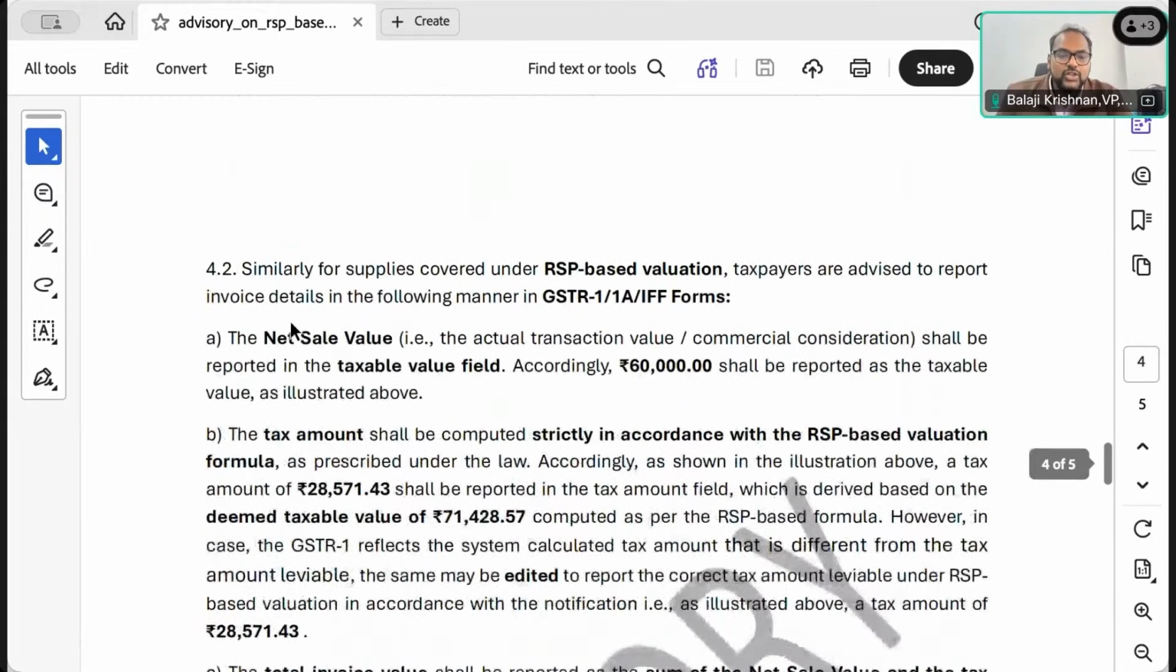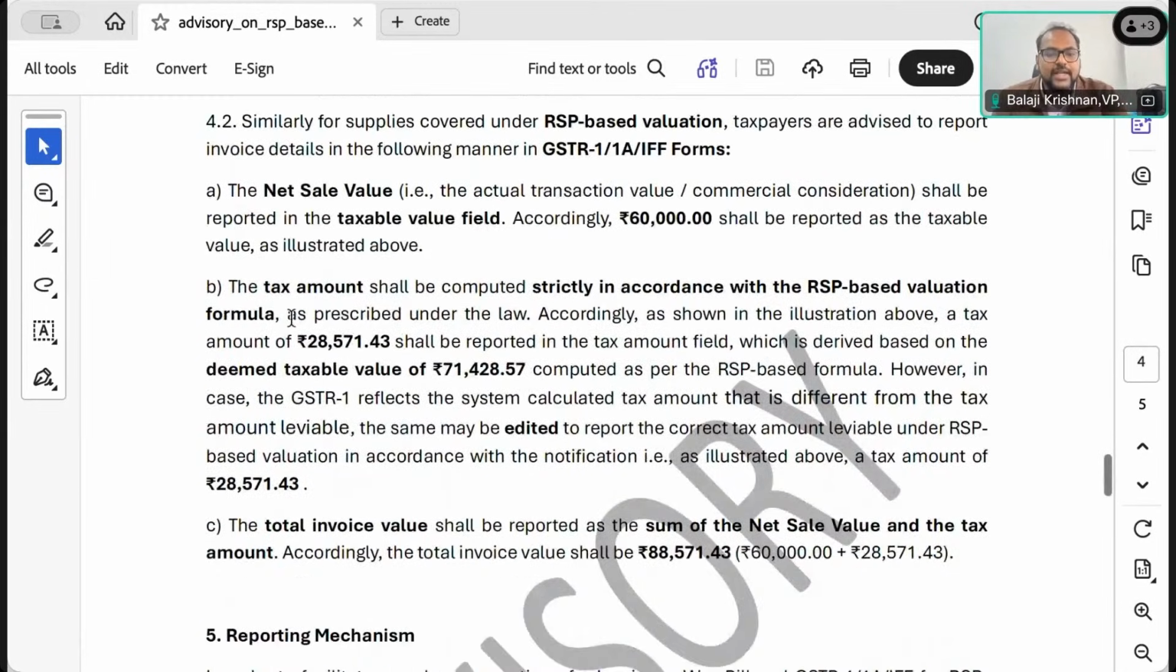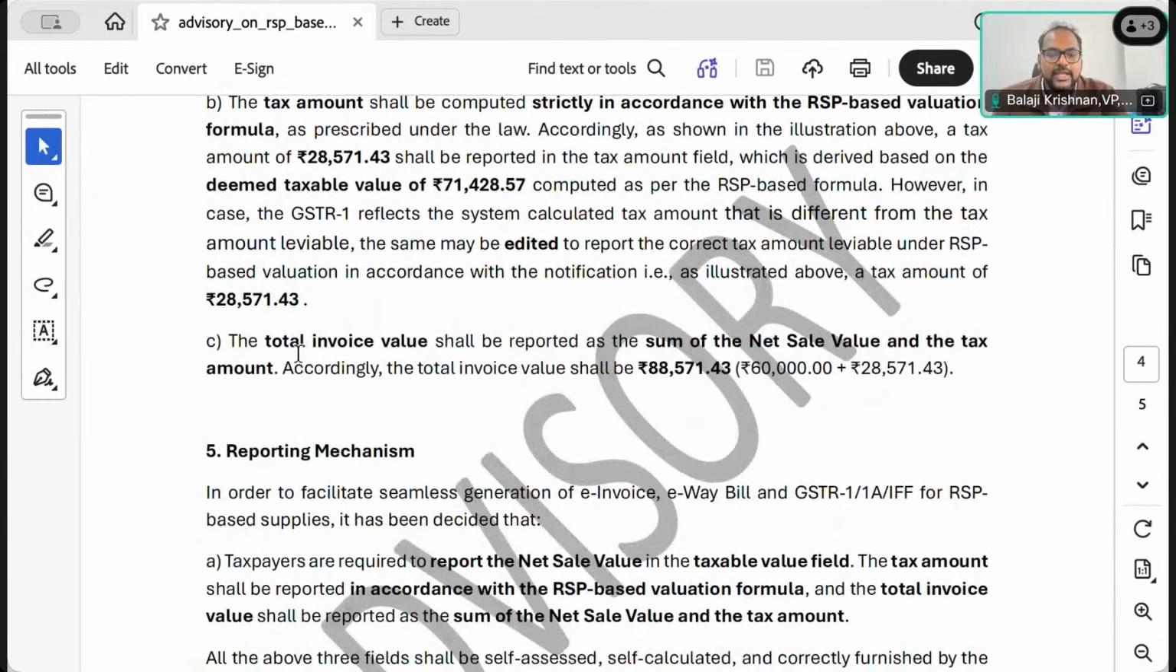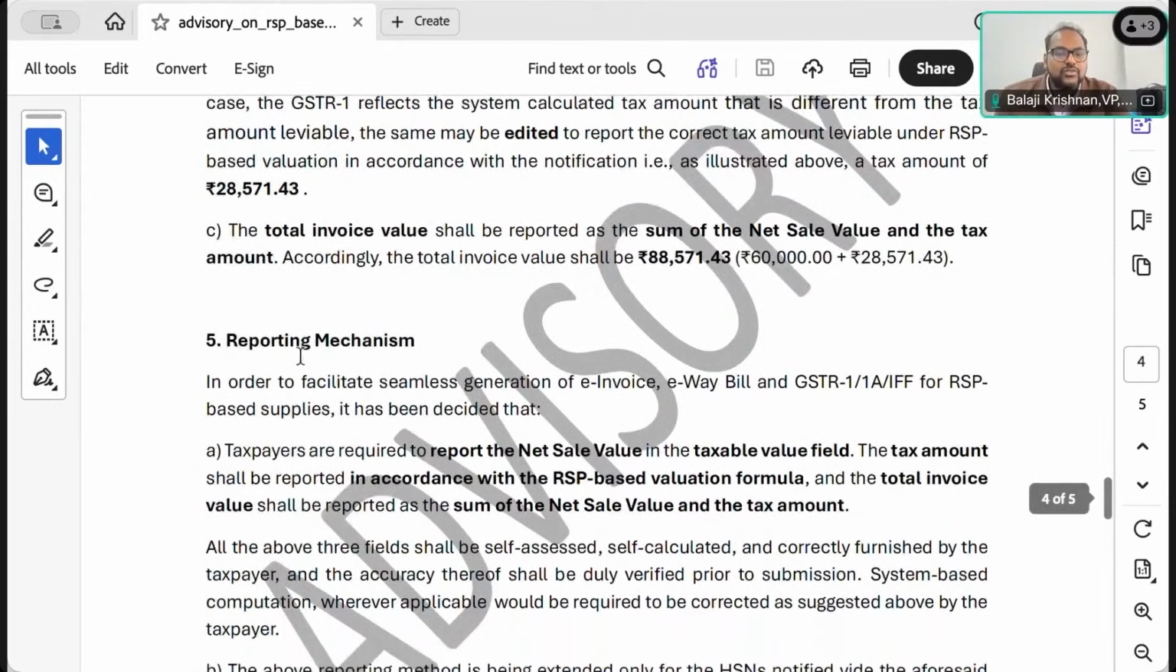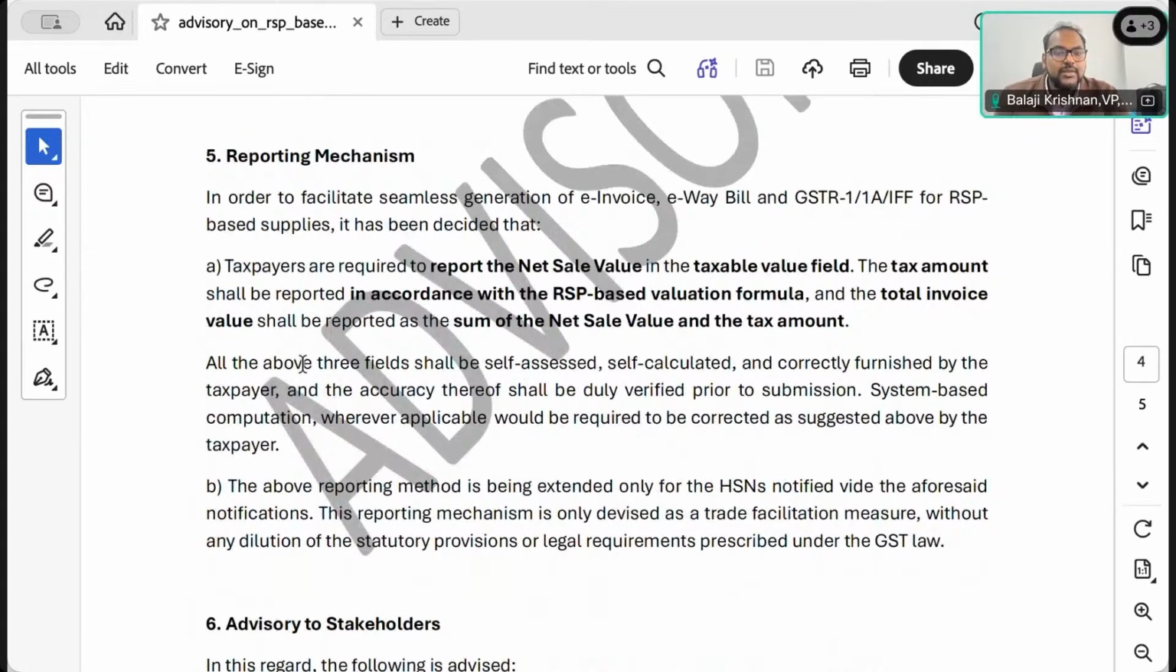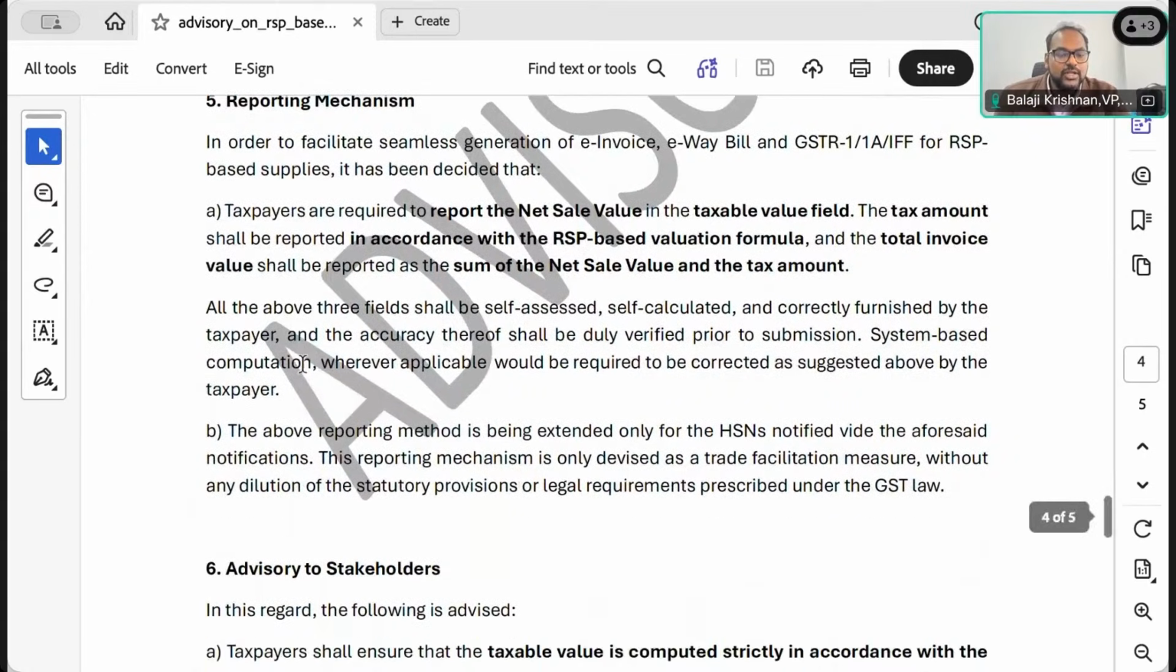All these values should be self-assessed and self-reported by the taxpayer. So here we have mentioned the reporting mechanism also. The system calculated values, wherever it is auto-populated, should be verified by the taxpayer, and if it is incorrect, it should be corrected wherever required. The responsibility is on the taxpayers only.